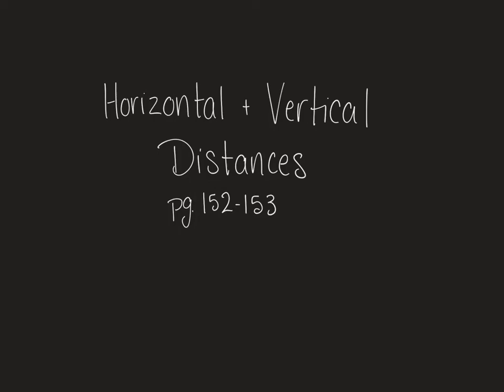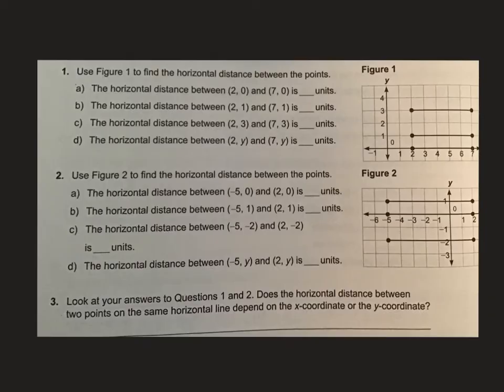Today's lesson is on horizontal and vertical distances, and it will cover pages 152 and 153. We'll start by looking at questions 1, 2, and 3 because they're all quite similar and also a little bit related, and they reference each other. So question 1 asks you to use figure 1, which is here, to find the horizontal distance between points. So remember, horizontal is side to side, which is why we have these horizontal lines here.